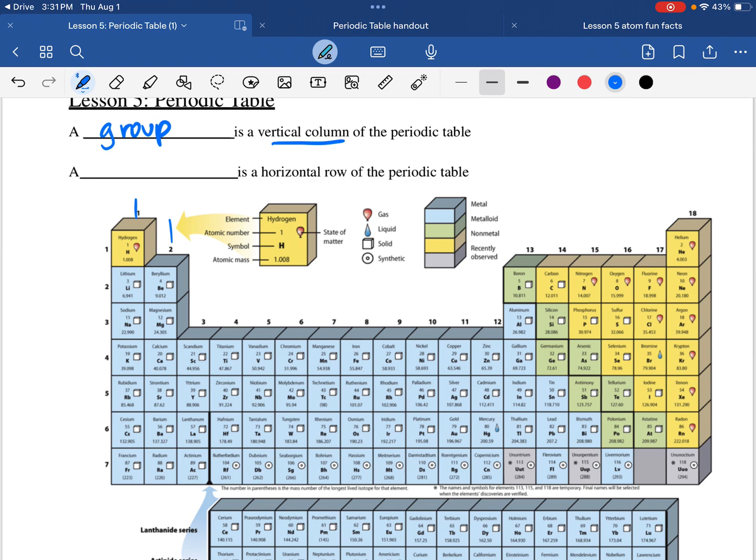We are not going to go into great depth about individual groups, but I am going to point out one very special group. We call this group the noble gases. We'll learn more about them in future lessons.